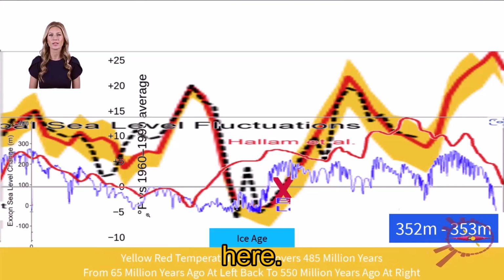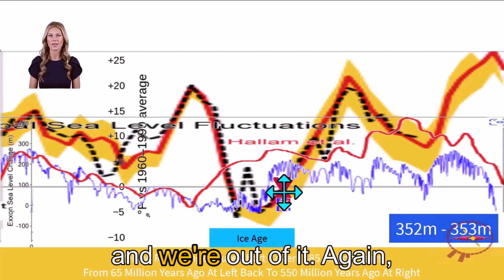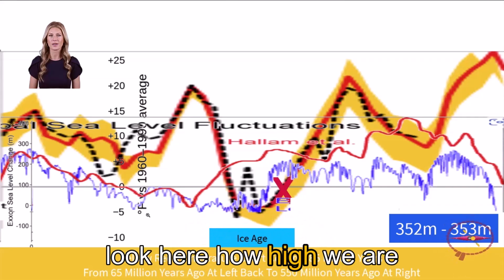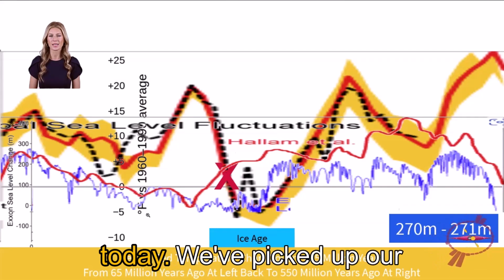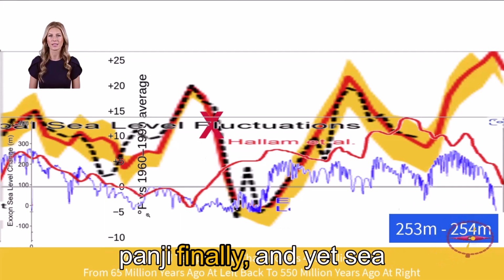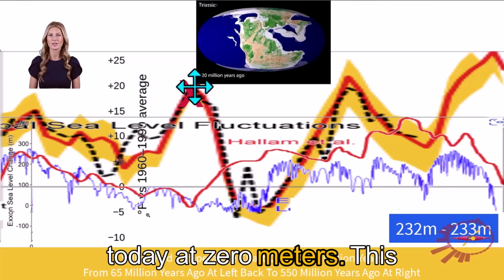So we'll keep going forward here. And this ice age lasted about 100 million years, if I recall, and we're out of it. Again, look here how high we are in temperature. Almost 20 degrees above today. We've picked up our Pangea, finally. And yet sea level is down to where it is today at 0 meters.